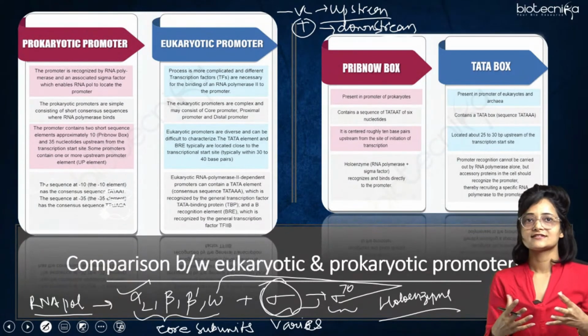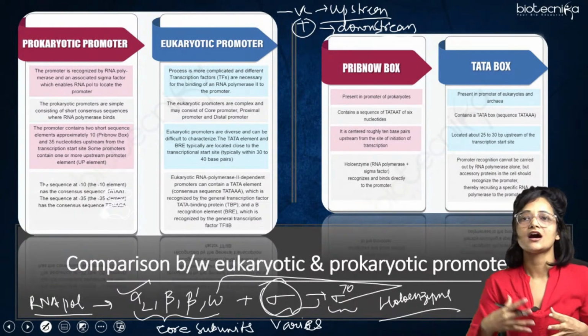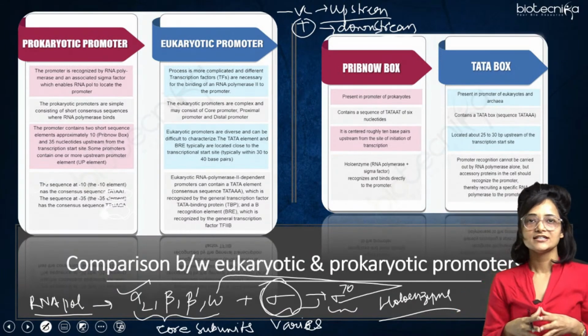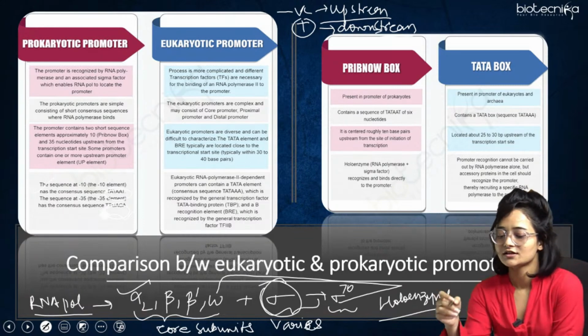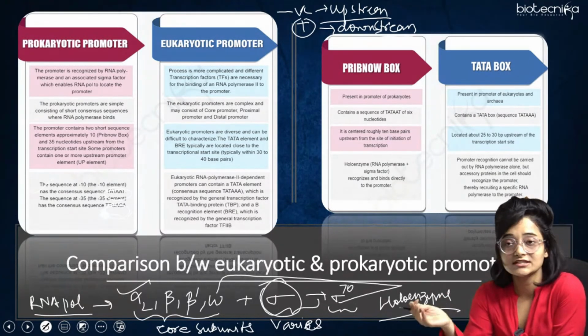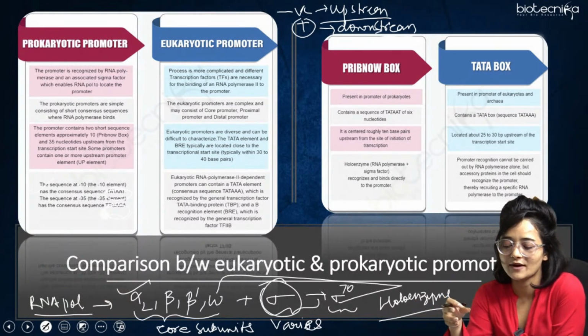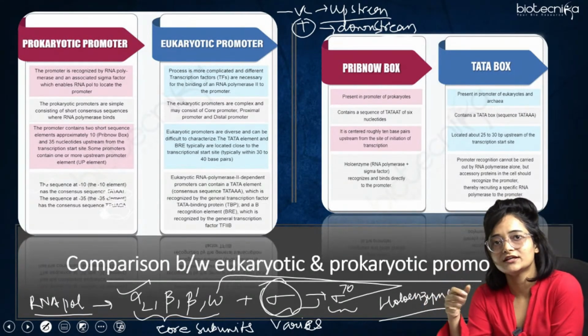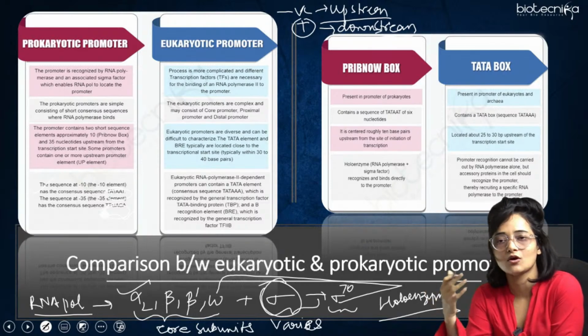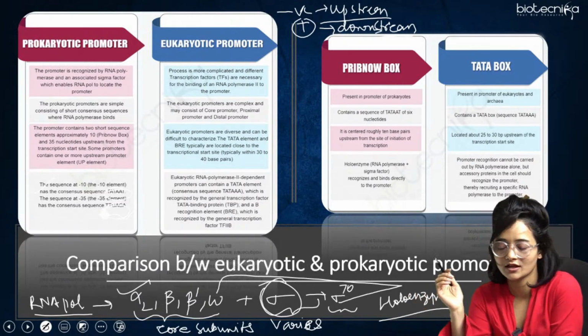So for accessibility, certain other kinds of proteins are required. These proteins are known as the general transcription factors, right? Firstly, the general transcription factors will bind on the promoter region. Then only the DNA would be accessible for the RNA polymerase. And after that, the transcription initiation will start, elongation will start, and then it will terminate, right?